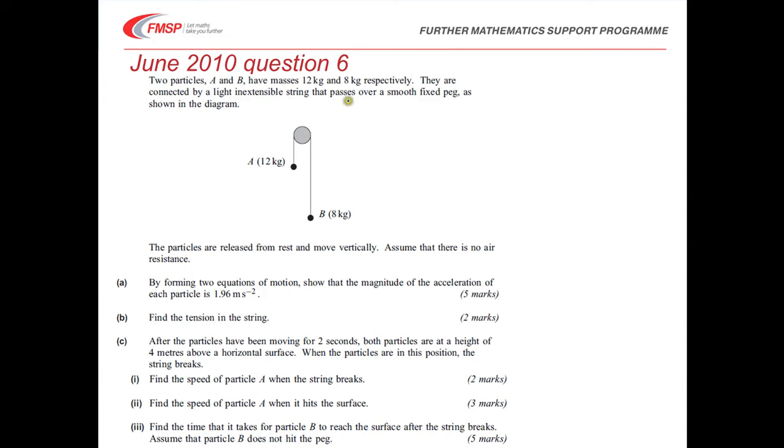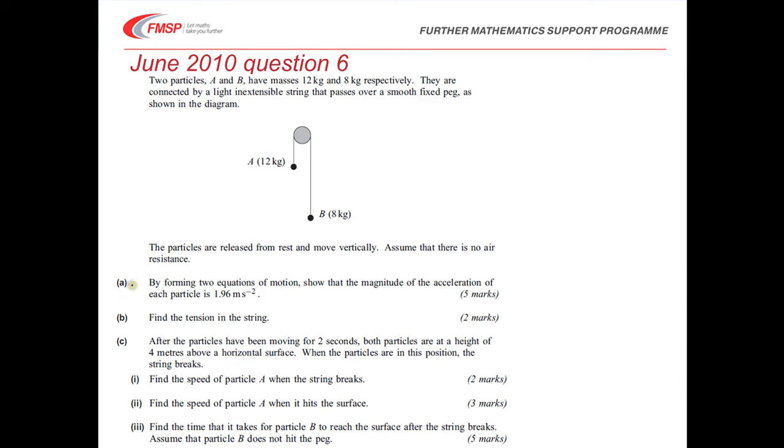And we're told that that passes over a smooth fixed peg. So the fact that the word smooth is there means we don't need to worry about any friction. And we have a diagram there that shows us the situation. So the particles are released from rest and move vertically. Assume that there is no air resistance.